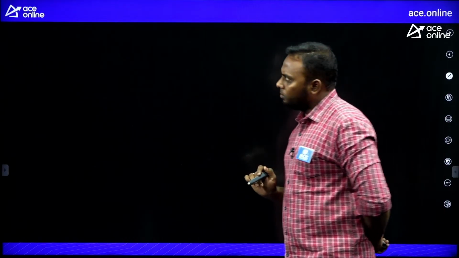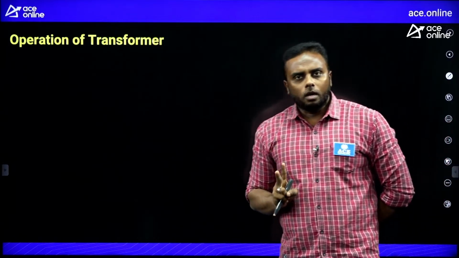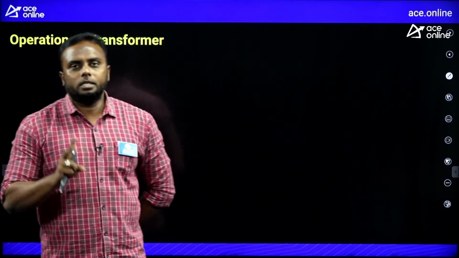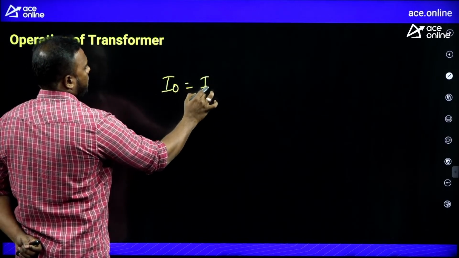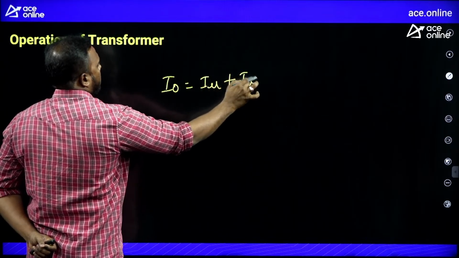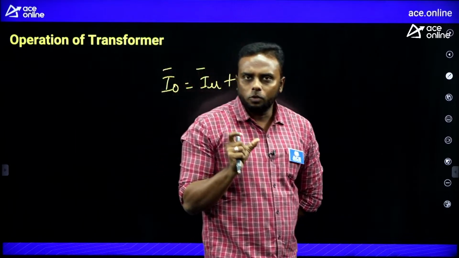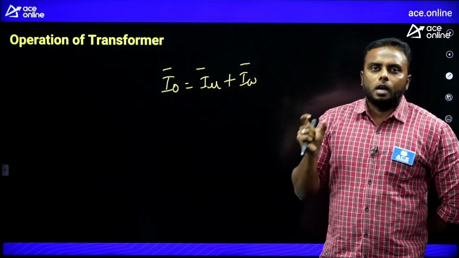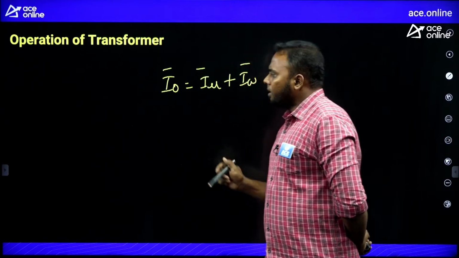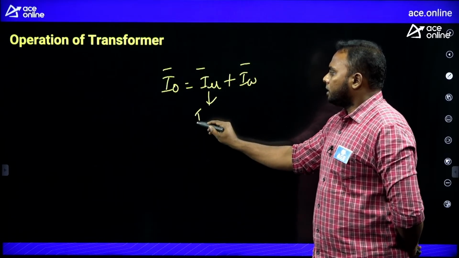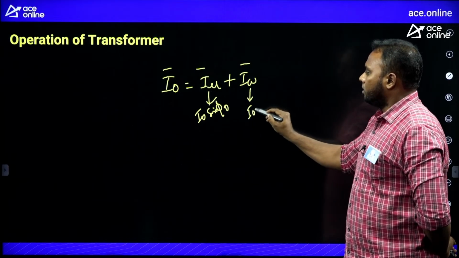Next, what do we need to focus on in the operation of transformer? Mainly we have 2 cases, no load operation and load operation. In no load operation, the total no load current is the sum of 2 components: the magnetizing current and the iron loss current. The iron loss component, or working component, we call IW. What is I mu in terms of I naught? I mu is I naught sin phi naught, and IW is I naught cos phi naught. This equation is important.